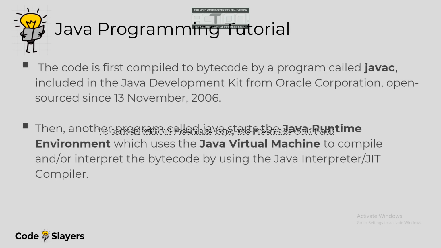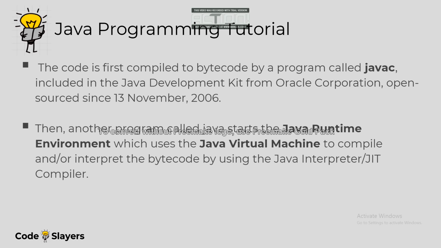Java compilers: two steps are involved in the compilation of Java code. First, the Java code is compiled to bytecode by a program called javac, included in the JDK, which we will install later in this tutorial. Java is from Oracle Corporation, open sourced since 13 November 2006. Before this date, it was not open sourced.